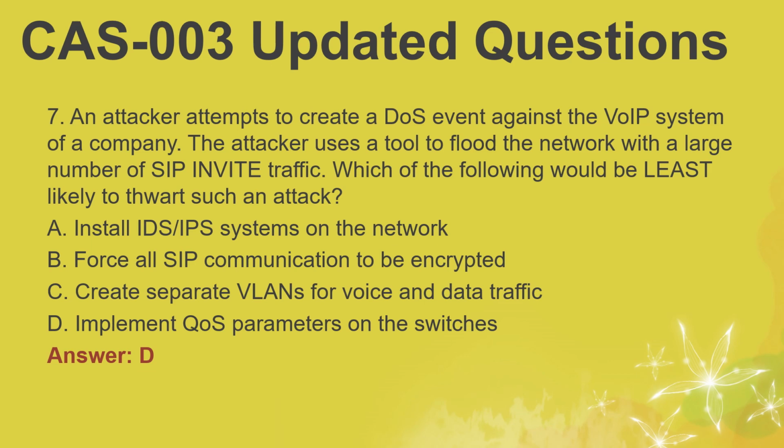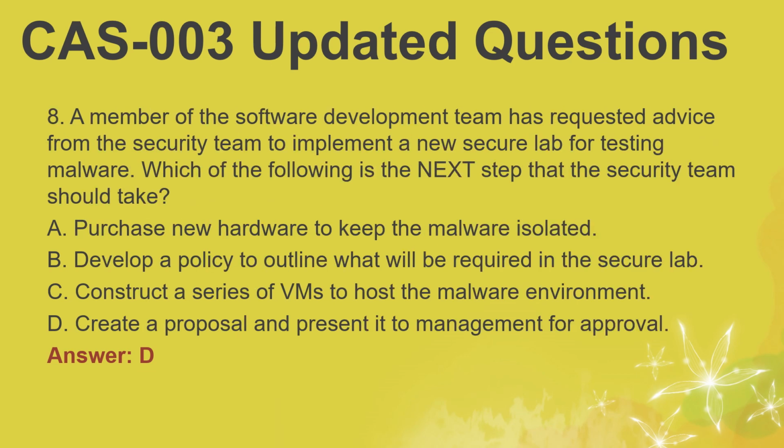Answer, D. 8. A member of the software development team has requested advice from the security team to implement a new secure lab for testing malware. Which of the following is the next step that the security team should take? A. Purchase new hardware to keep the malware isolated. B. Develop a policy to outline what will be required in the secure lab. C. Construct a series of VMs to host the malware environment. D. Create a proposal and present it to management for approval.